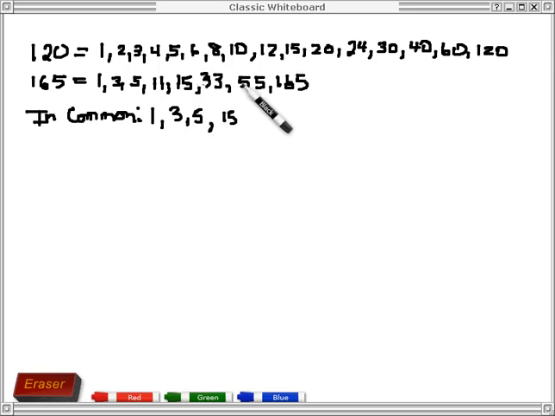Do I have a 33 up top? No. Do I have 55? No. 165? Certainly not. And so my GCF for 120 and 165 is going to be 15, because that's the largest factor that these two numbers have in common.